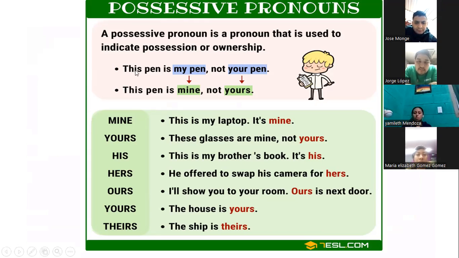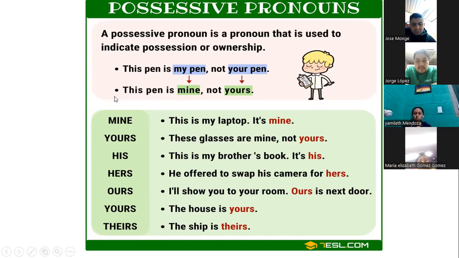Por ejemplo, guys, tenemos este. This pen is my pen. Este lápiz es mío, right? It's my pen. No your pen, no el tuyo. Y ahora, this pen is mine. Este lápiz es mío, okay? Es lo mismo, si se dan cuenta, guys, okay? However, this one, the difference is that the subject is here, okay? Ocupamos el possessive antes del objeto. Lo utilizamos antes. Y aquí lo utilizamos después del objeto, okay? Aquí está el objeto, pen.